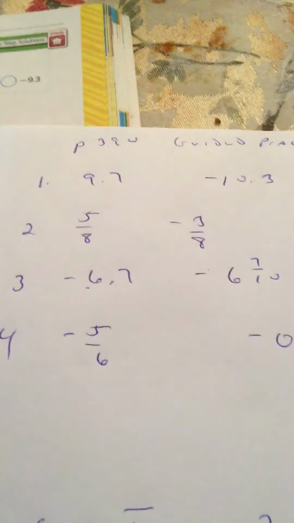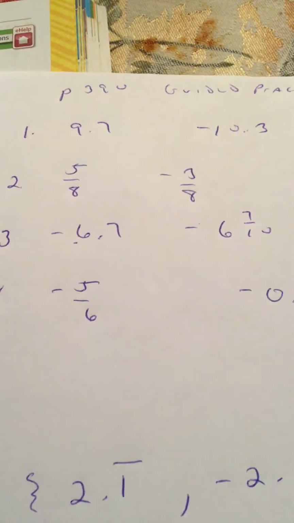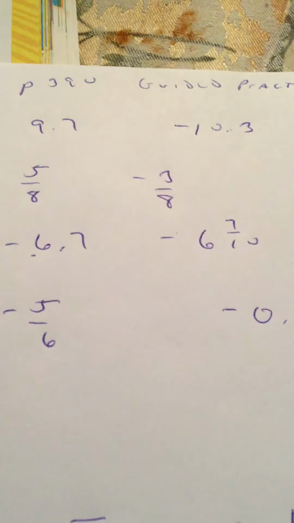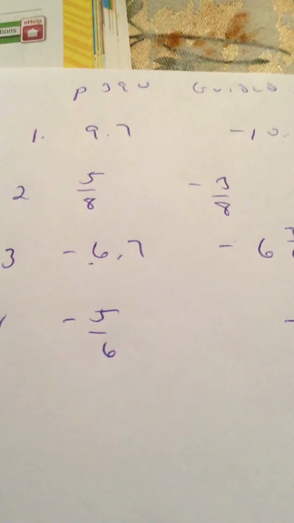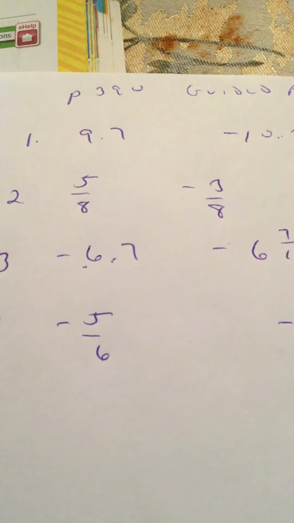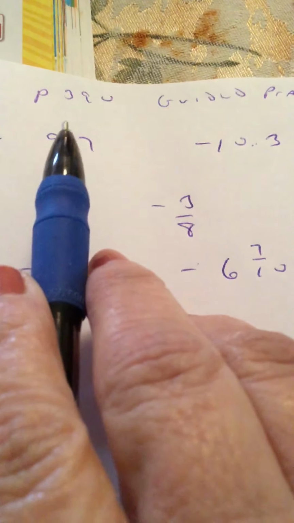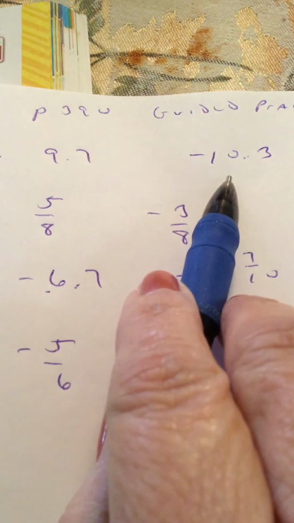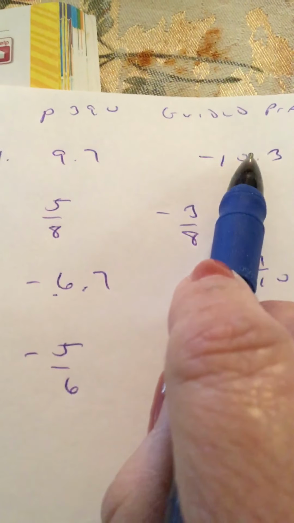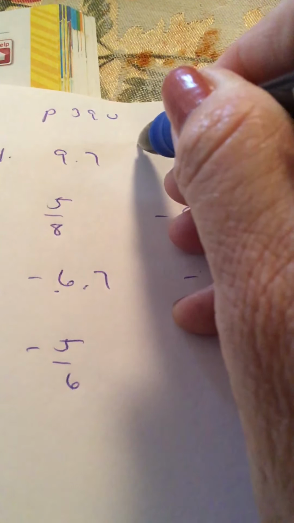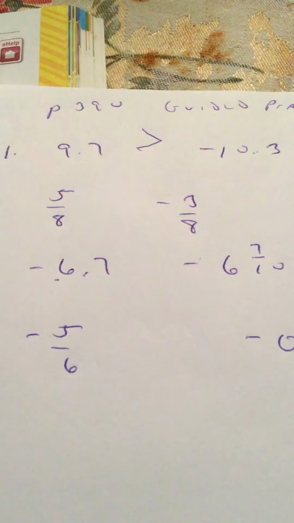Okay, the second part you were asked to do was page 390 under the guided practice to see what you did. The first portions, 1, 2, 3, and 4, you were asked to compare greater than, less than, or equal to. The first one is a positive number versus a negative number. Again, anytime you see positive and negative being compared, automatically don't stress over it. The positive number will always be larger than the negative number.